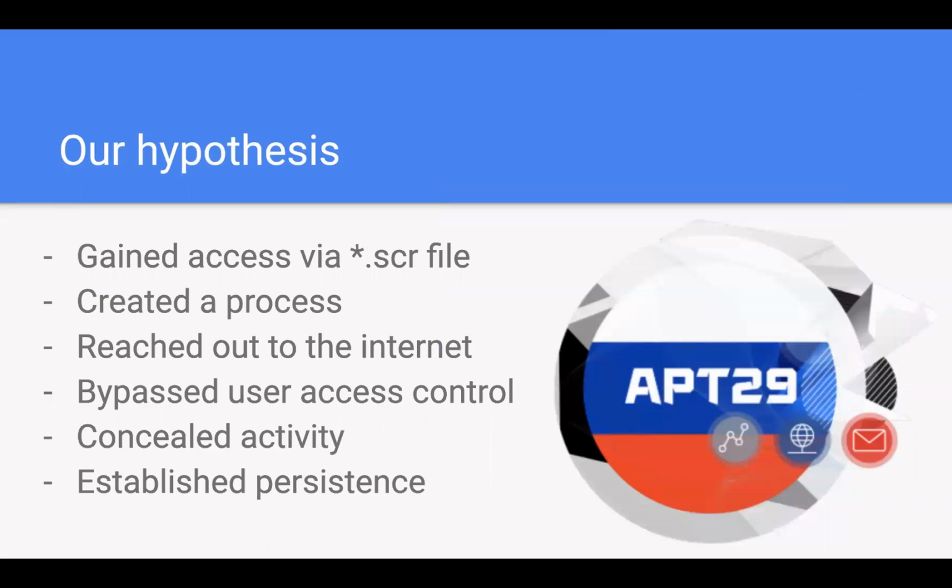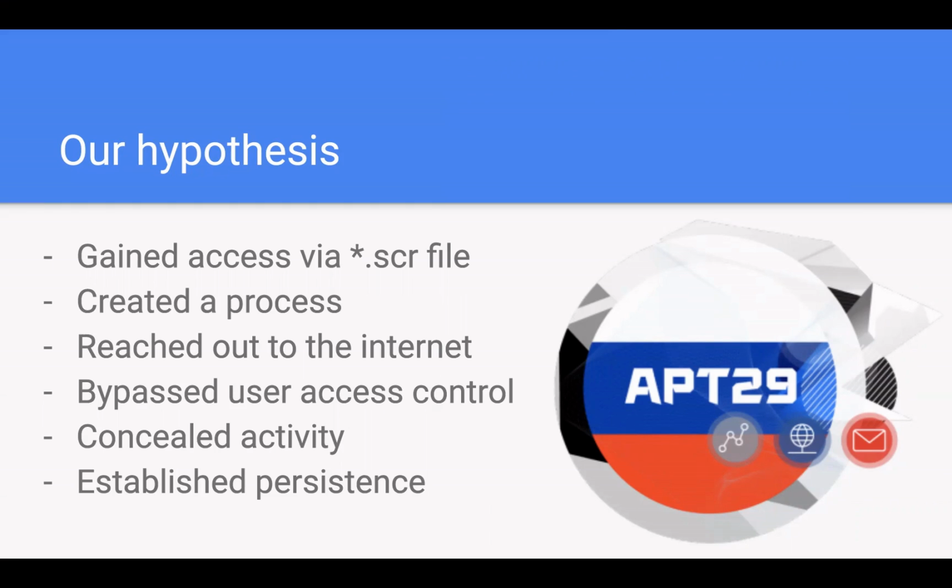For those familiar with threat hunting, you have to start with a hypothesis. So we're just going to jump right into it with the hypothesis. Your hypothesis comes from some sort of threat intel source. We're not going to discuss how you would receive that threat intel in this video, but we will in a future video. Right now, I'm just going to assume that we know that one of this APT's TTPs, tactics, techniques, and procedures, is to gain access via an SCR file.